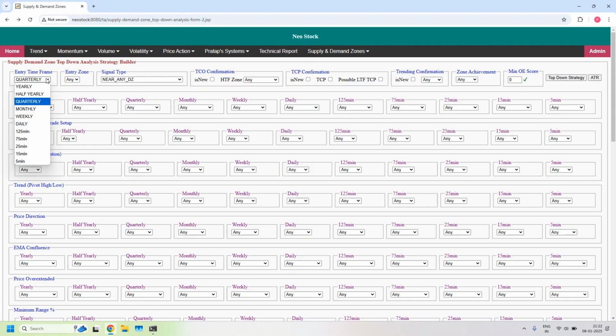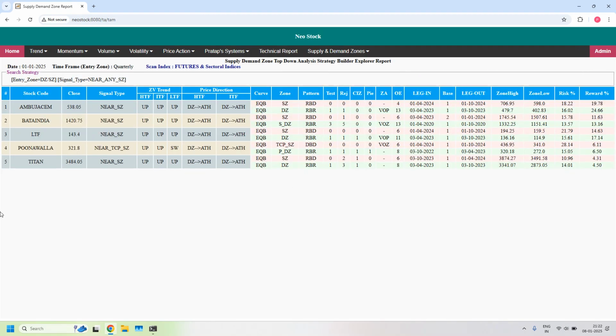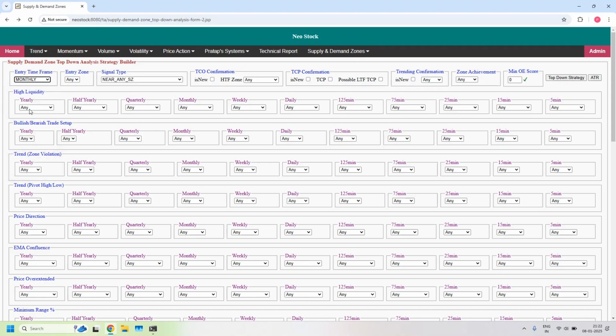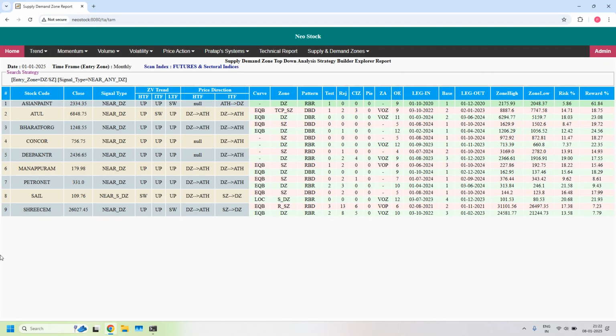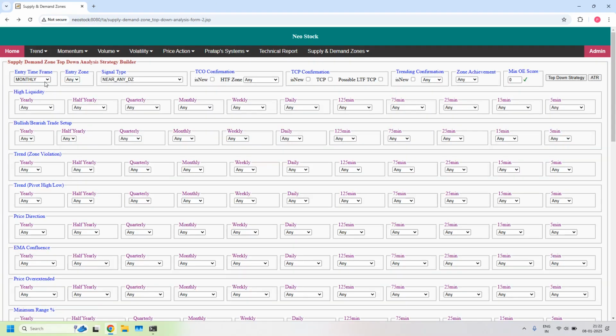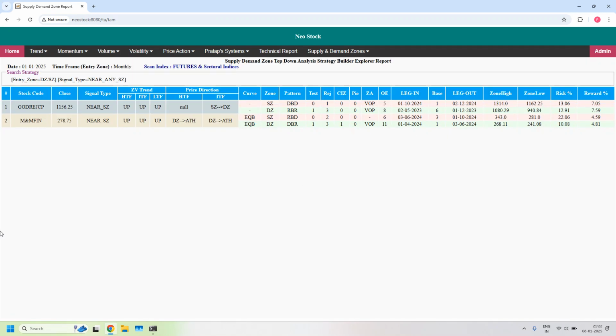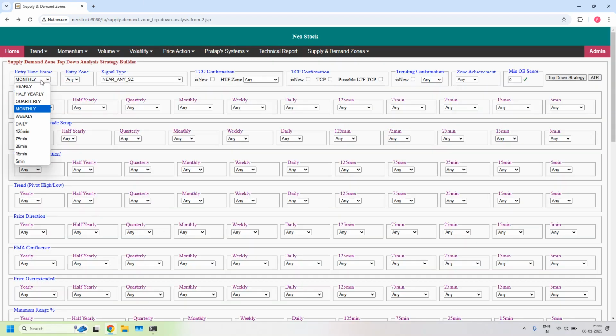Okay, next quarterly time frame, stocks near quarterly supply zone, 5 stocks are filtered. Next time frame is monthly, stocks near monthly demand zone, 9 stocks are filtered. Next monthly time frame, stocks near monthly supply zone, 2 stocks are filtered.